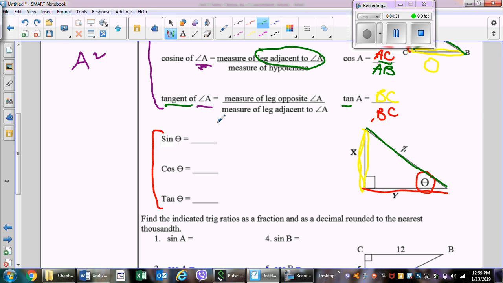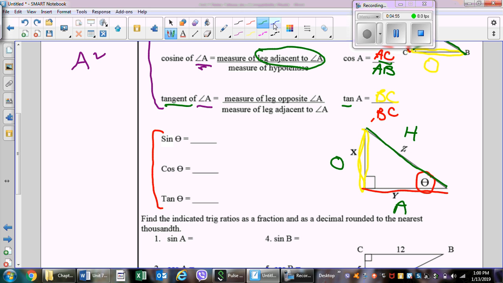Okay, so when the question is asking you to write the ratio of sine of theta, this is O, this is A, and this is H. O, A, O, and then Z is going to be your H. X is opposite, Z is the hypotenuse, Y is the adjacent, based on theta.